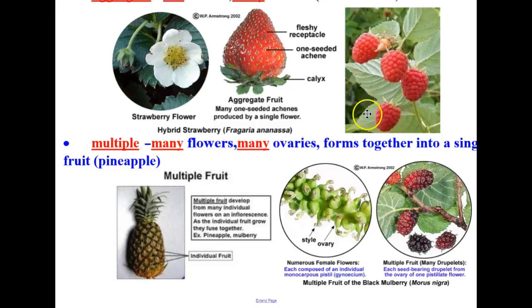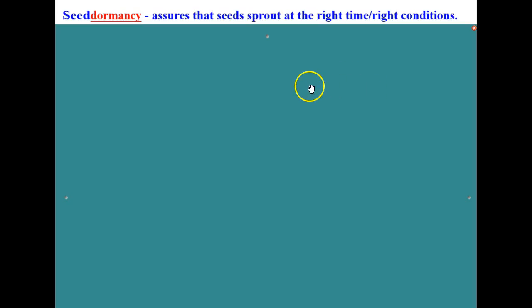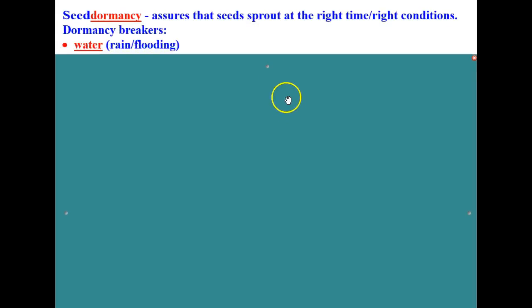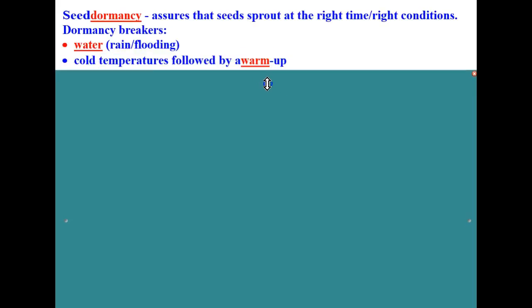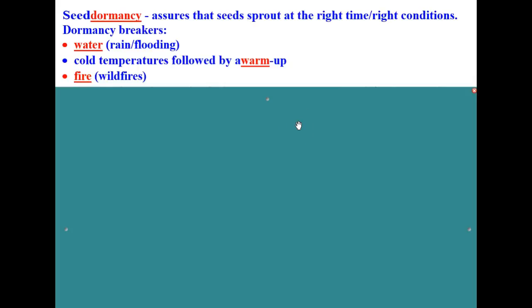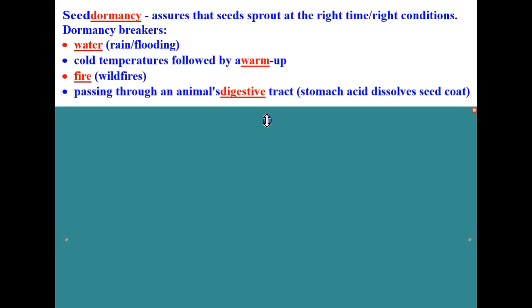All right, let's continue on to seed dormancy. Seed dormancy assures that seeds sprout at the right time and under the right conditions. Factors that break dormancy are water, rain or flooding, and cold temperatures that are followed by a warm-up, like in the springtime. Some plants are adapted to have their dormancy broken by fire and in wildfires. And other seeds are adapted to have their dormancy broken by passing through an animal's digestive tract, where the stomach acid dissolves the seed coat.